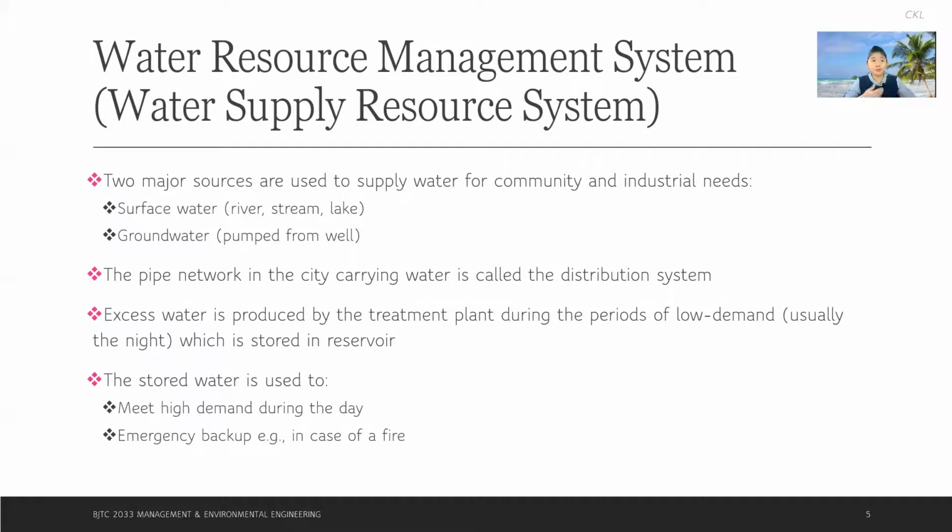So when there is no rest, what happens to the water? At night you sleep and nobody is using the water. So during the low peak, all the water that is produced is stored in the reservoir. It's like a water tank, but we call it a reservoir because it's a natural one and a bigger size. Okay.